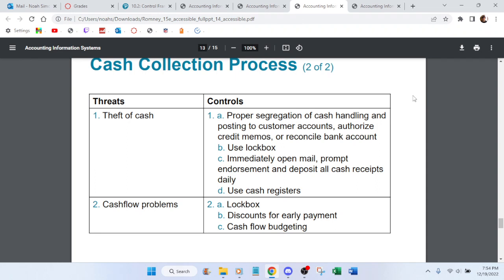Use a lockbox. Immediately open mail. Prompt endorsement, and deposit all cash receipts daily. Use cash registers.